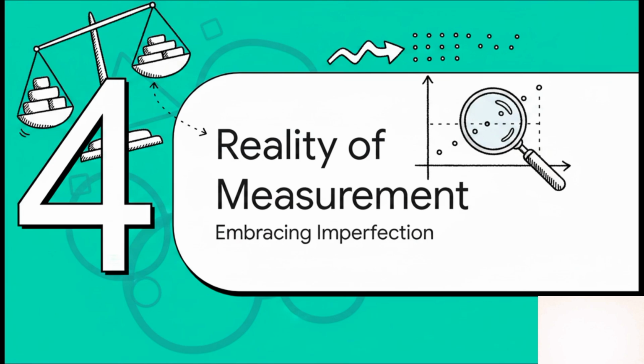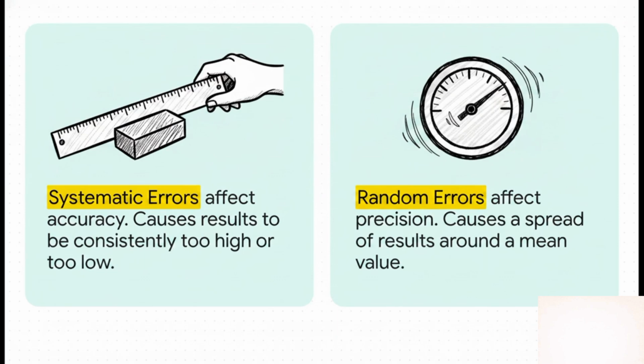But here's a little secret from the world of science. In reality, no measurement is ever 100% perfect. And you know what? That's totally okay. Science knows this, and it has a really smart way of dealing with it. You see, every experiment is going to have some errors.